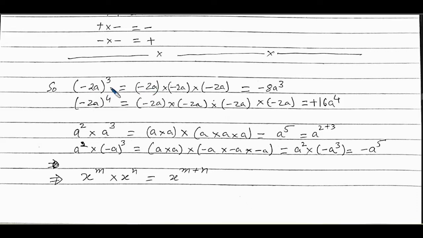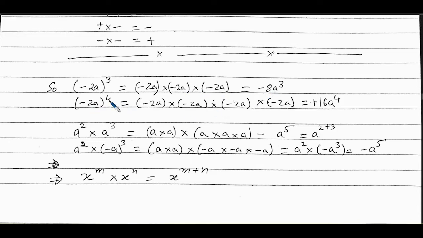So this, I can write as minus 2a times minus 2a times minus 2a. So now I know that minus into minus is plus, then plus into minus is minus. So I write here minus. And 2 into 2, 4, 4 into 2, 8, and a into a into a is a cube. So my answer is minus 8a cube.